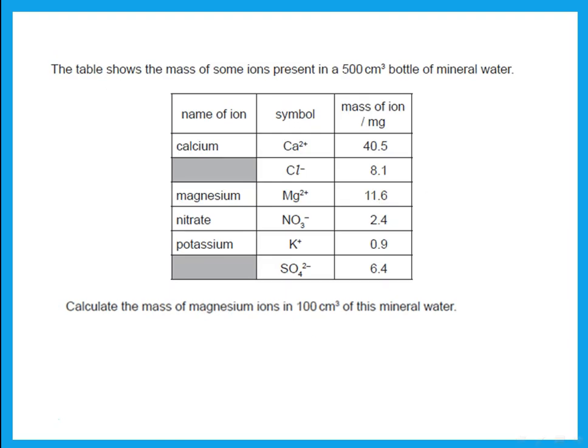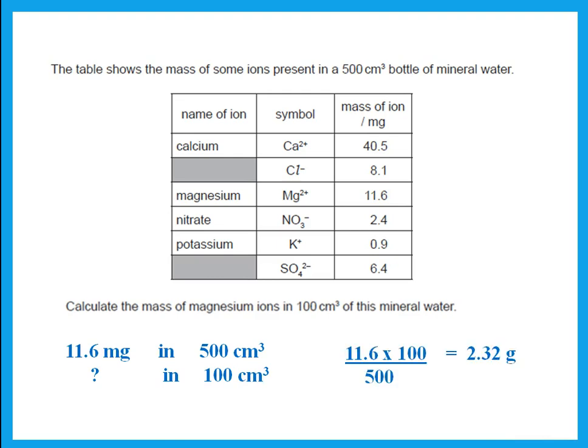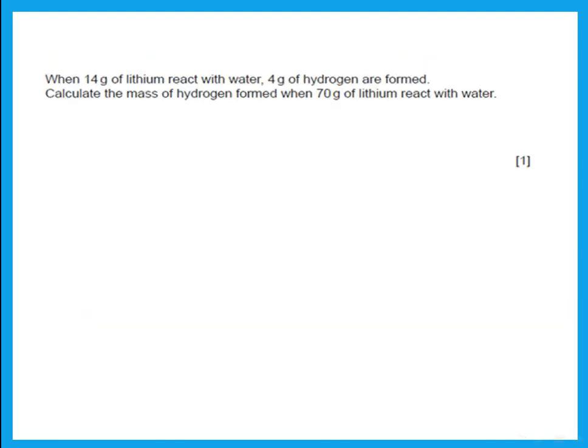Okay, this is another question. He says the table shows the mass of some ions present in 500 centimeter cubed bottle of mineral water. Calculate the mass of magnesium in 100 centimeter cubed. Now, where is magnesium? Magnesium, he says, is 11.6 milligram in the 500. And he wants how much in 100? So again, with a cross multiplication, you get that it is 2.32 grams.